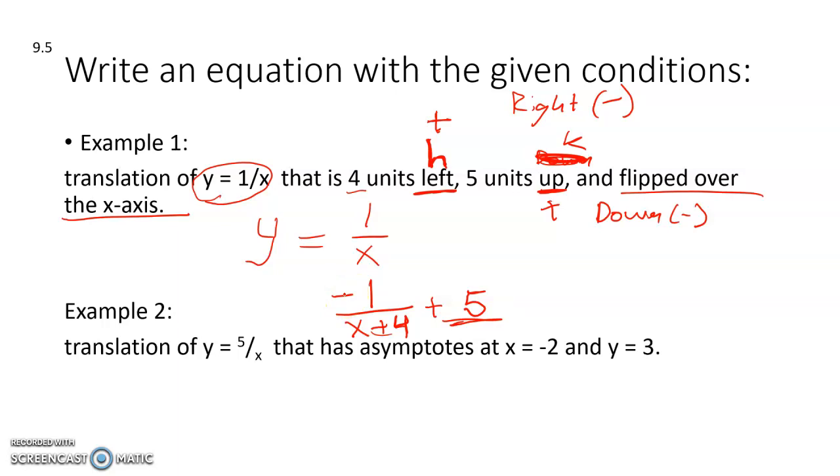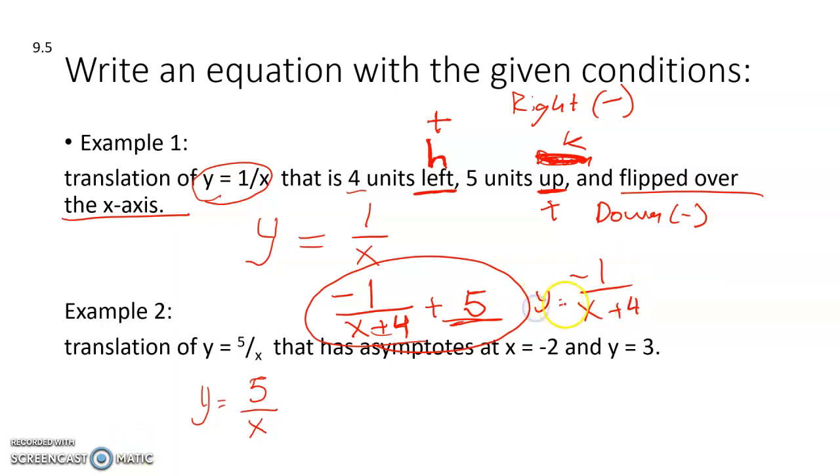So now this one looks a little bit different. We have a translation, y equals 5 over x. So we're going to start with this, and also circle that one there. And actually, I'm going to rewrite this real quick right over here so we get a clearer picture. y equals, and then plus 5. Alright. So now this one's telling us we have asymptotes at x equals -2, y equals 3.